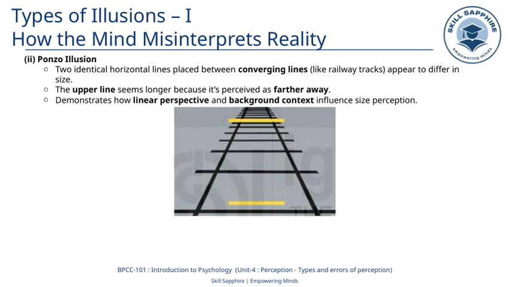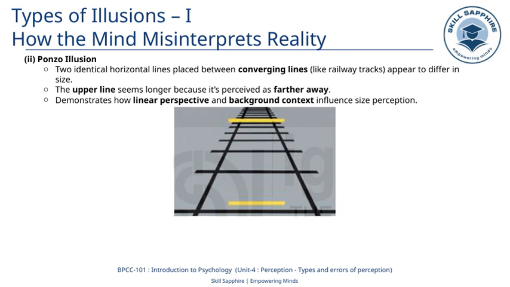Now, let's take a closer look at the Ponzo illusion. Imagine two identical horizontal lines placed between converging lines, similar to railway tracks. At first glance, you might think one is longer than the other, but in reality, they are exactly the same size. The trick here is how our mind interprets these visual cues. The upper line appears longer because our brain perceives it as being farther away. This illusion really highlights how linear perspective and background context can influence our perception of size.